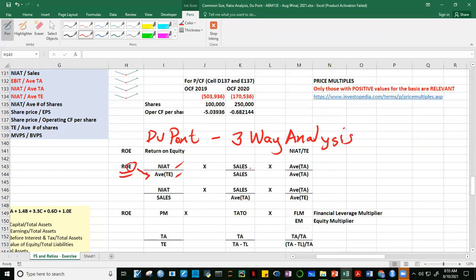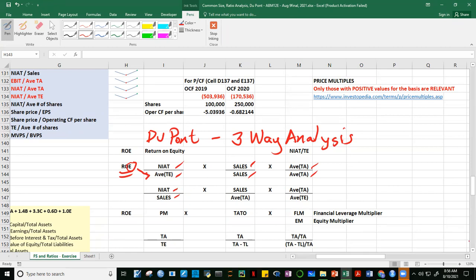Okay, if we multiply this by sales over sales and average total assets over average total assets, it will not change the value of the ROE. Kasi 1 lang naman to, times 1 times 1. And then we rearrange the position. Okay, ginawa natin net income after tax over sales. So si sales na punta dito. Si average total assets na punta dito. Si average total equity na punta dito.